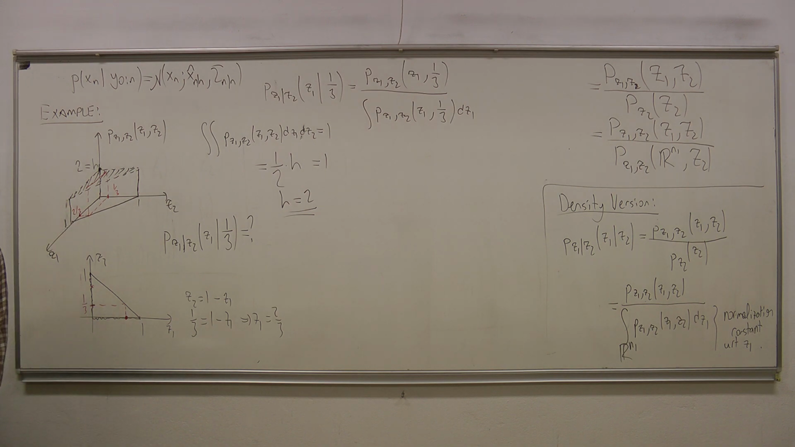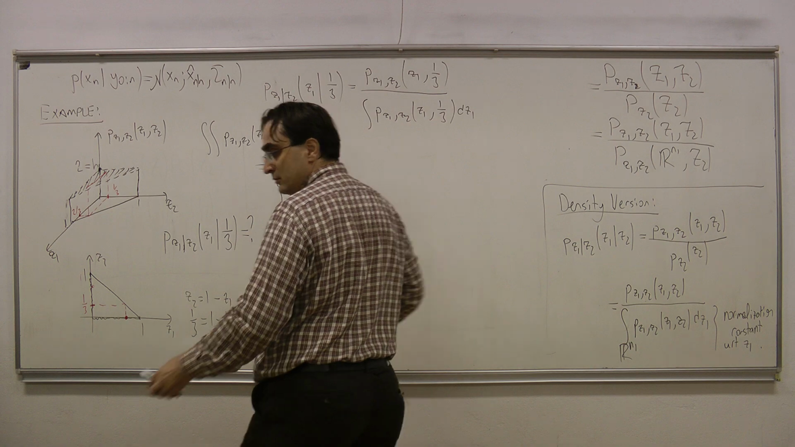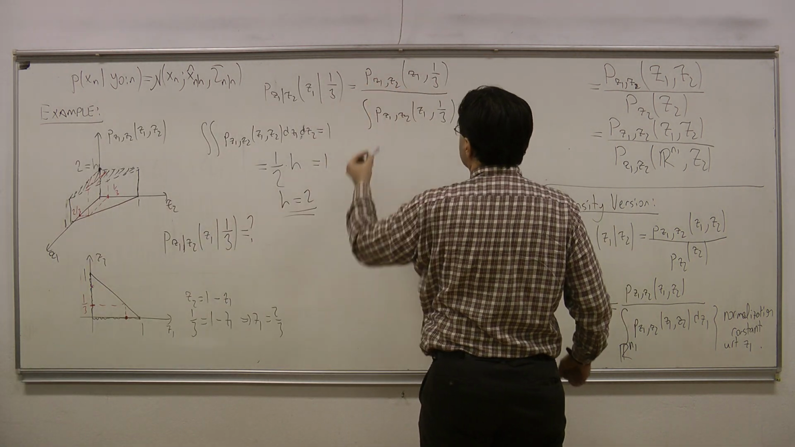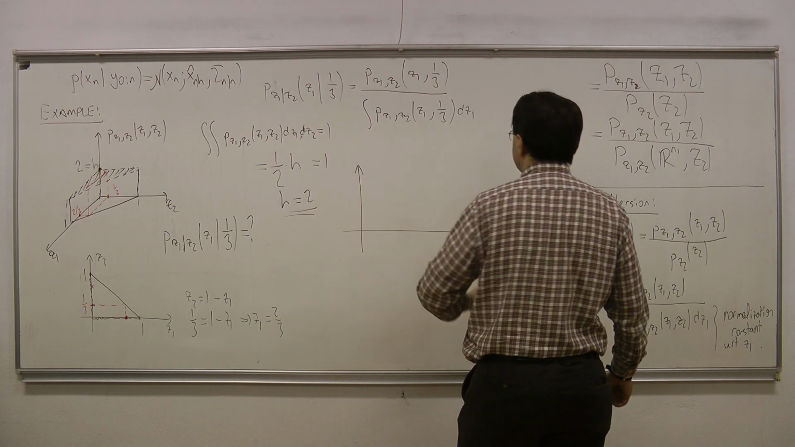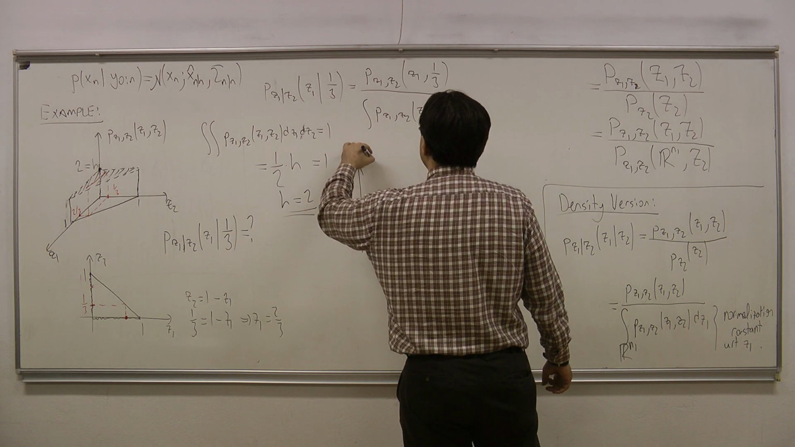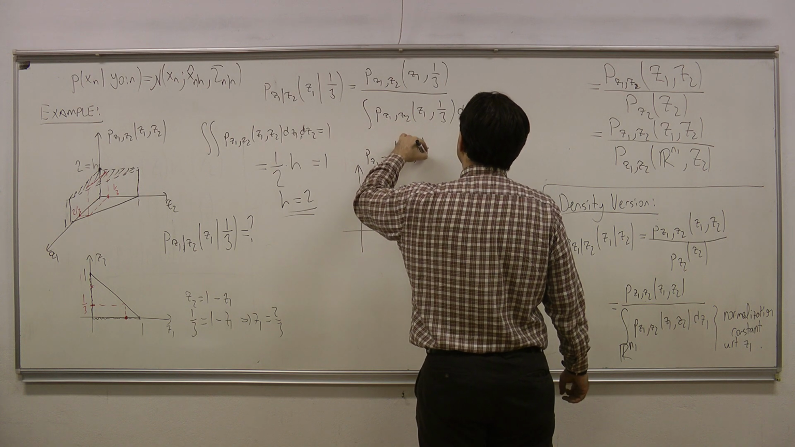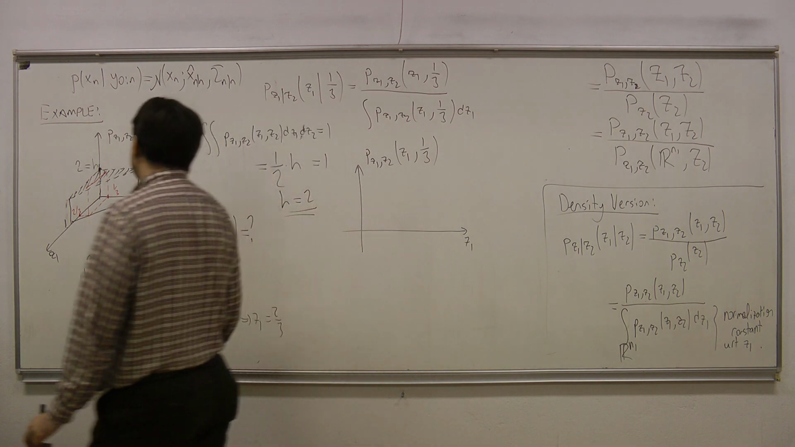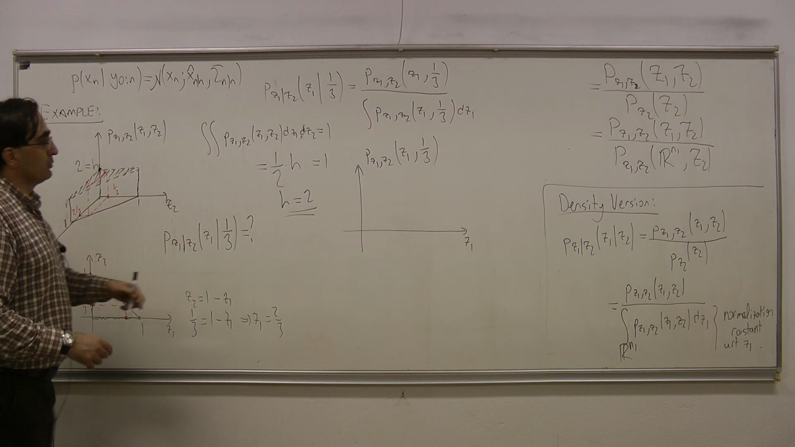Okay? And then I'm going to look at this cross section, because I'm actually trying to obtain this function as a function of Z1. So now I would like to draw that function with respect to Z1. P of Z1, Z2 as a function of Z1, and Z2 is fixed at the value 1/3. Okay? So you see that at Z1 equal to 0, it is going to be equal to 2.